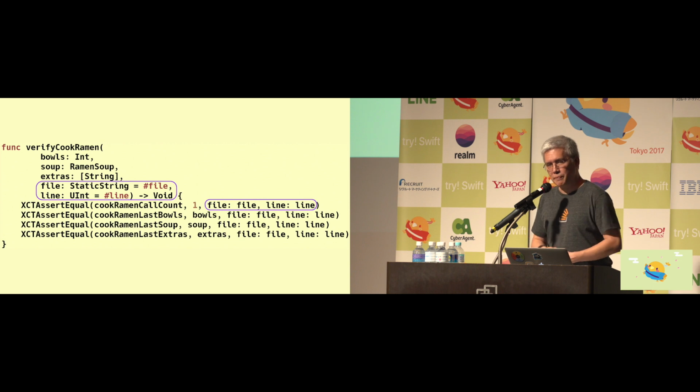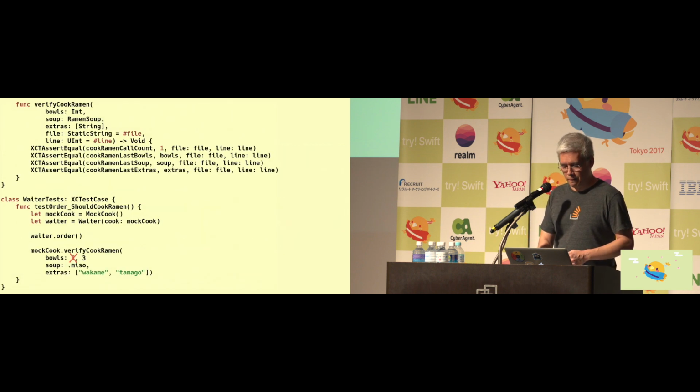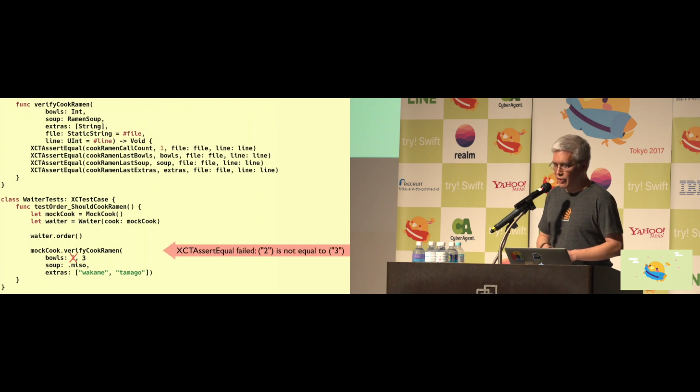We can fix this by adding 2 parameters to the helper method. All we have to do is capture the file name and line number as parameters with default values. Then we pass those parameters to the assert statements. Now, when we get a test failure, it points to the verify statement that failed in the test.